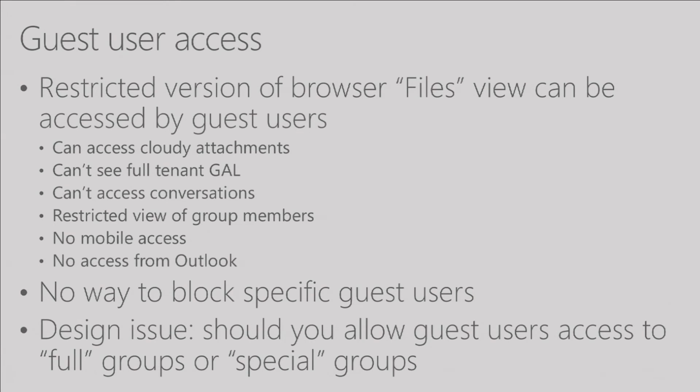Okay. It's important to know that when an external user comes in, they don't have full access to the group, right? They see a restricted view of the group document library, right? They can't, for example, go and browse your tenant's GAL. That would be very bad because they could go and look up people and find out organizational information, so they can't do that. They can't access the group mailbox to get to conversations. They have a restricted view of group members because, again, you don't want to show out organizational information and so forth and so on. They don't have mobile access. So all of these restrictions are in place to preserve the privacy of your tenant.